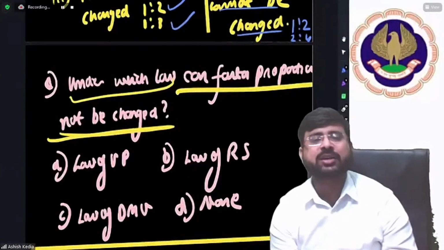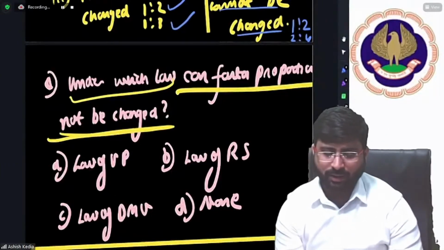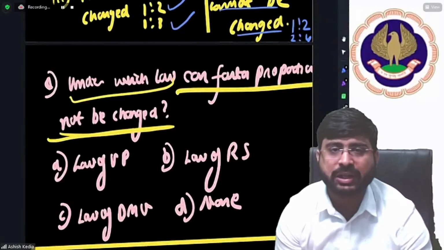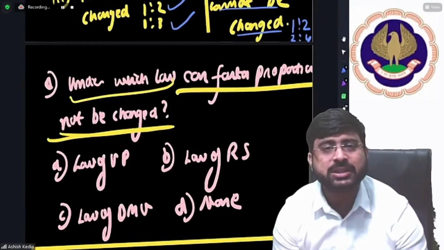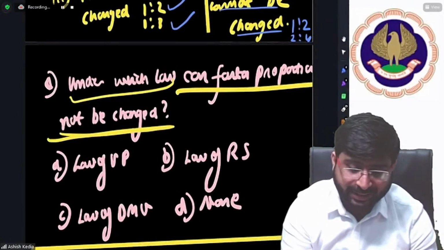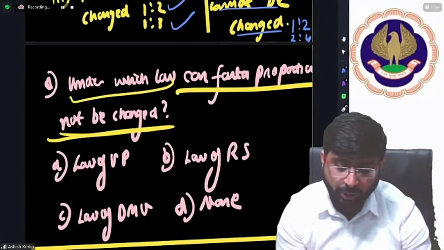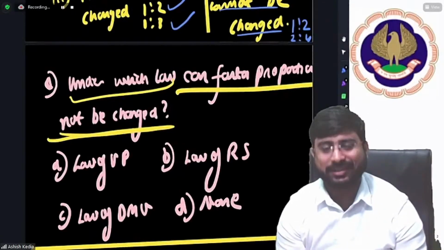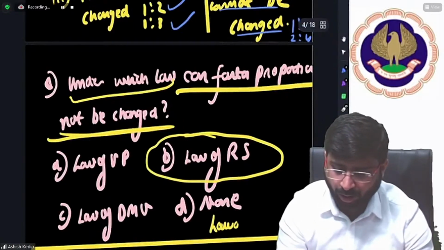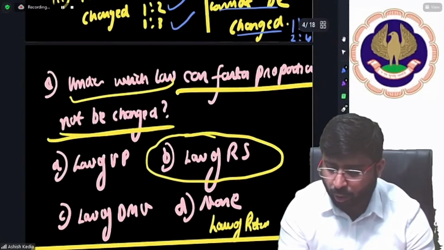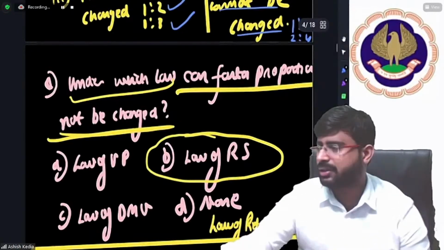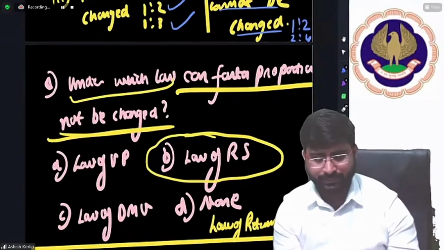Under which law can factor proportion not be changed? So, my dear friends, the answer is that factor proportion cannot be changed in the law of returns to scale. That's right. Your answer is the law of returns to scale, the one that operates in the long run.